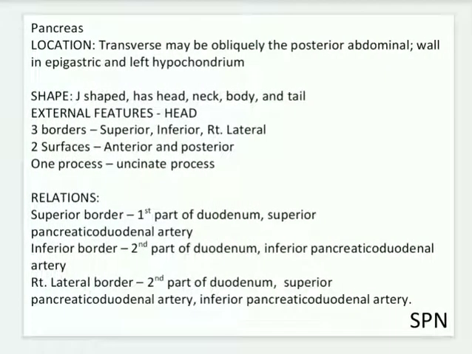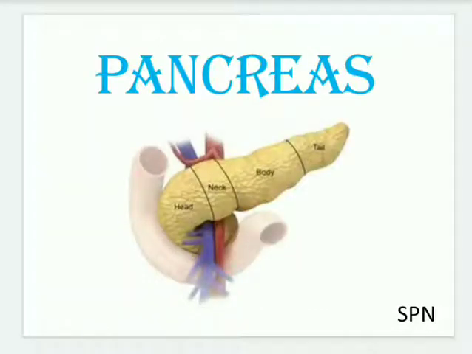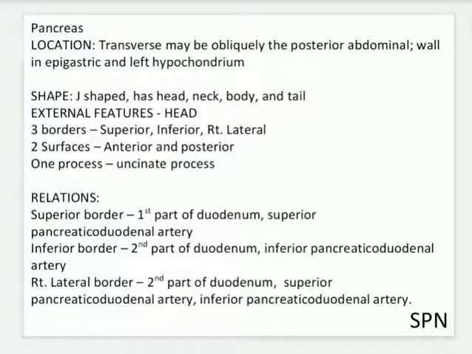As for its location, it lies transversely, maybe obliquely, on the posterior abdominal wall in the epigastric region and left hypochondrium. As we discussed, there are 9 regions in the abdomen. Its shape is J shape and it has a head, neck, body and tail. Remember, the pancreas has 4 parts. As you can see in this slide, the head, neck, body and tail make up the pancreas.